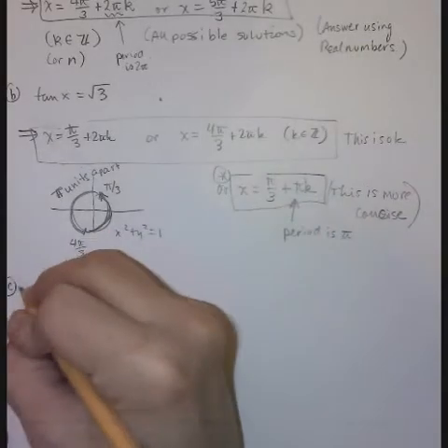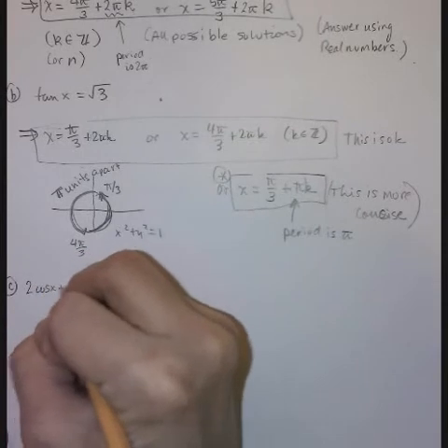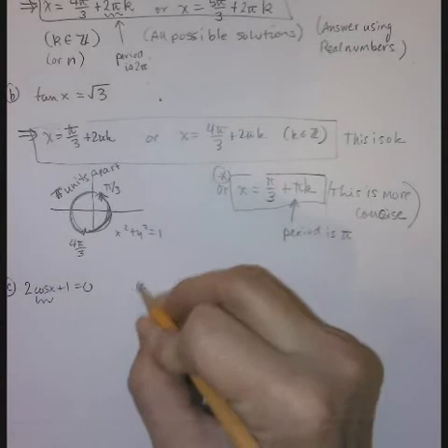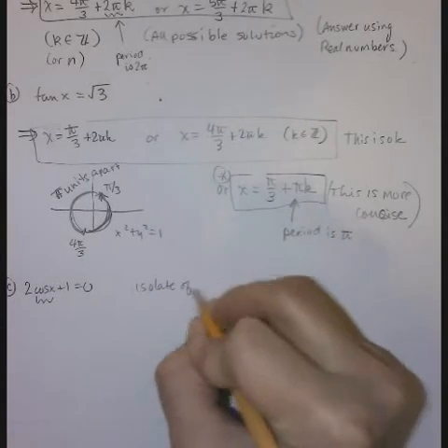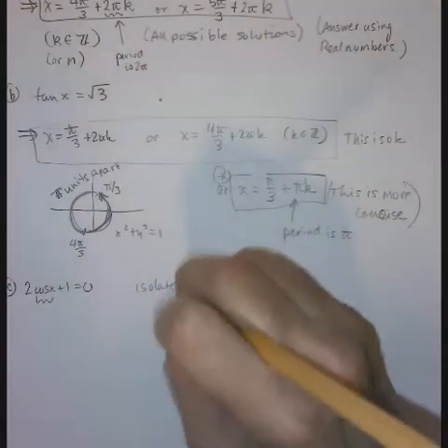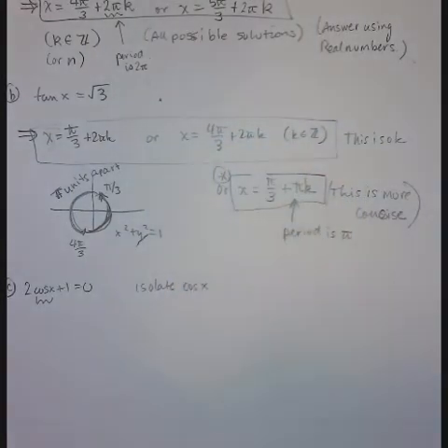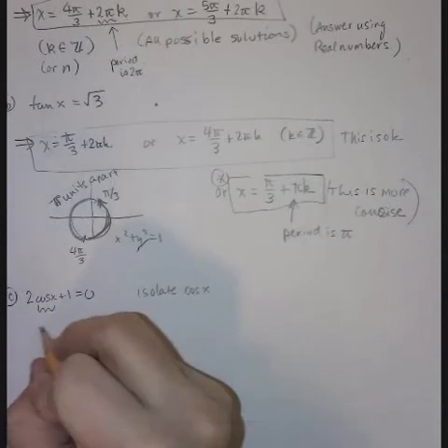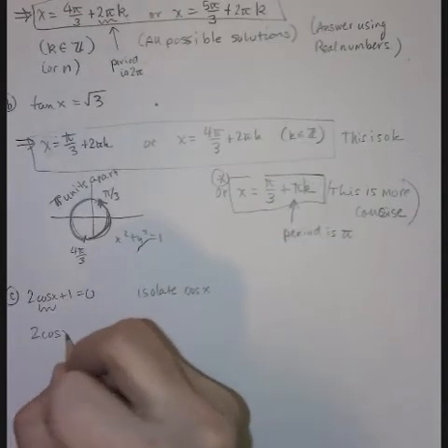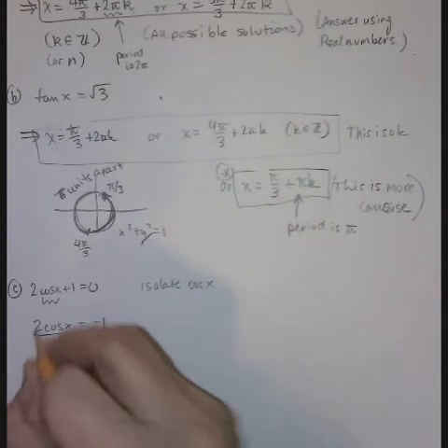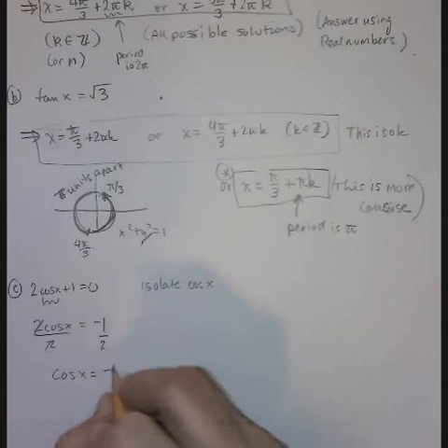So we have 2 cosine x plus 1 equals 0. This one is a little bit harder because we have to isolate cosine of x first. So isolate cosine of x. Cosine of x, we'll just write it like that. So you would move the 1 over, subtract 1, and then divide both sides by 2. Cosine of x equals negative 1/2.